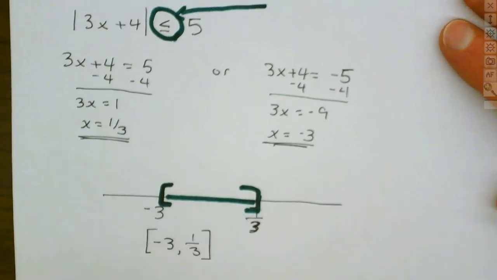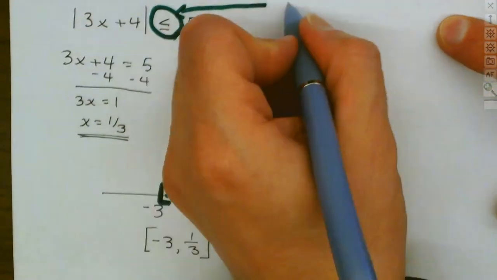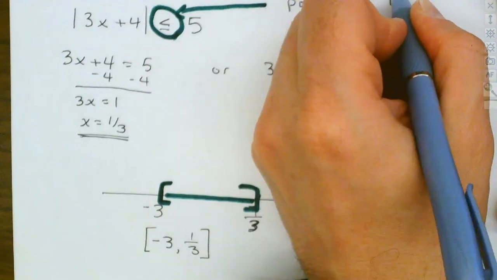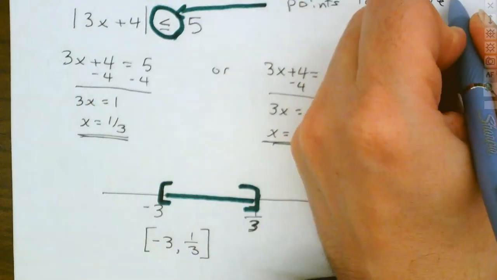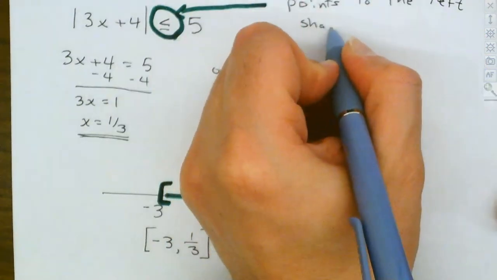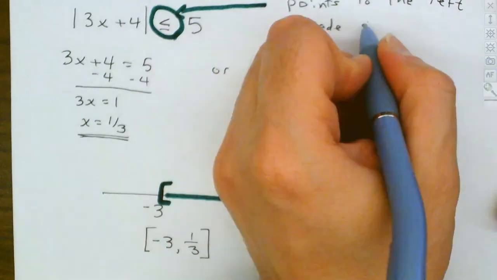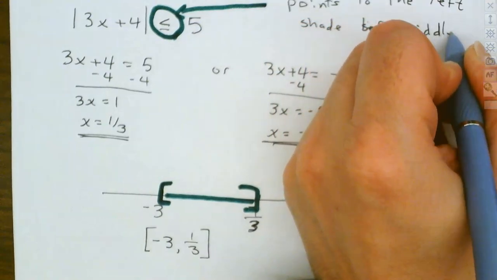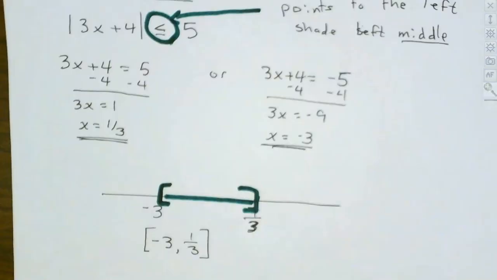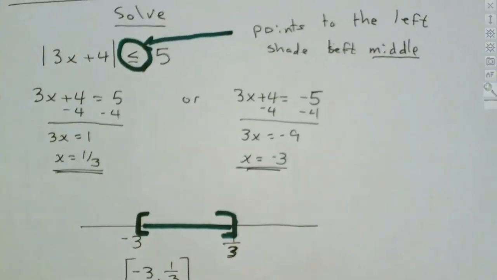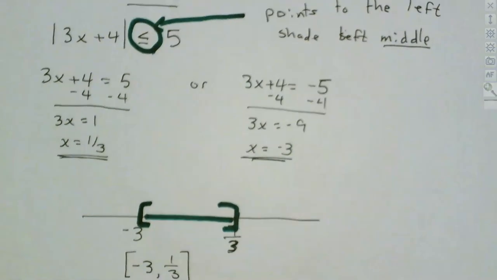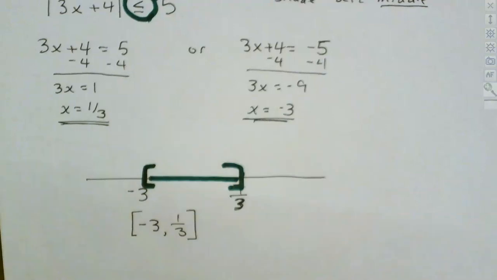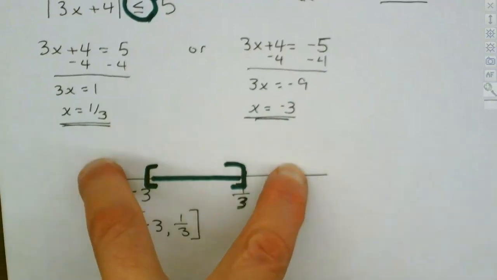Why does it look like this? It looks like this because this points to the left. So shade to the left in the middle. And that's just the way I remember. I think, okay, points to the left, you got to shade to the left in the middle. Now, when we work these out, it's either going to be in the middle or the edges. That's it. So it's either like this or like the other one where it's on the edges.